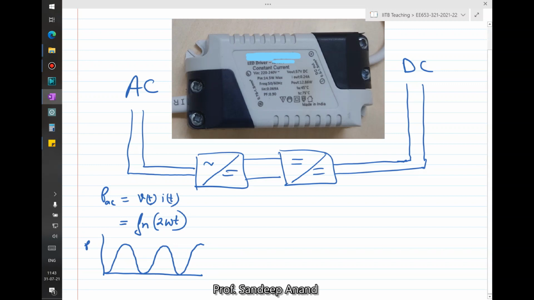But that is not true with LED lights. LED lights in actual absorb pure DC power. They do not absorb this oscillatory power. They operate on pure DC, and therefore this is the input power. But if you see the output power, it is constant, always constant with respect to time. So now the question is, how does this driver magically make this oscillatory power into a constant power?